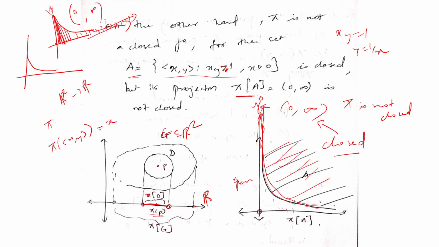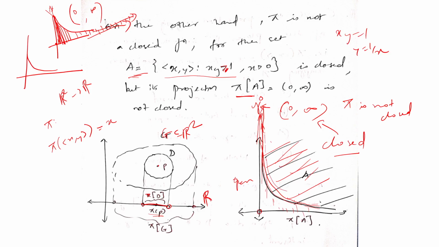Why? Just consider this set A that is given by the pairs (x, y) such that xy is greater than or equal to 1, where x is greater than 0. Now how will it look? Its graph will be given like this. What is xy = 1? It is given by y = 1/x, so you will get this graph, right? Now if you take its projection on this R, you will get the open interval (0, infinity).